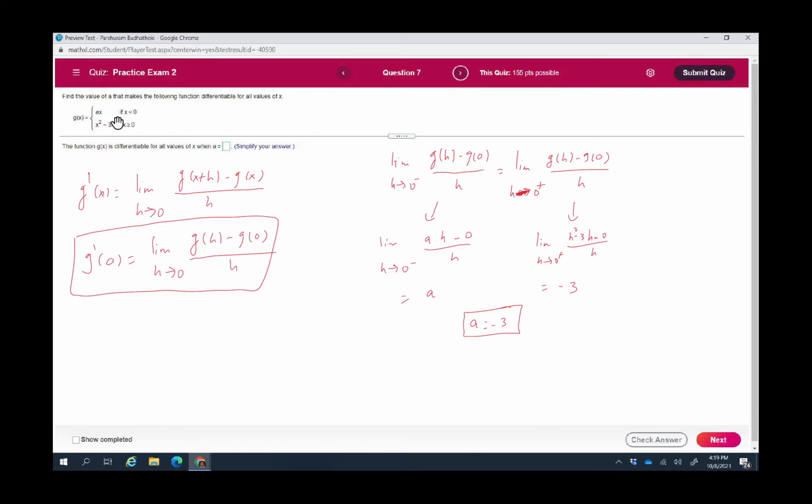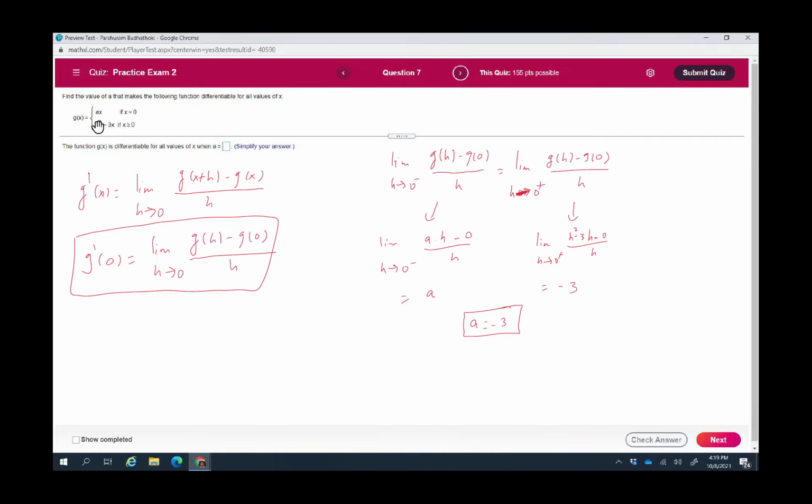G of 0, if you want to find g of 0 by using this function a times x, would be 0. So it will be a times h over h, and after cancelling this h and this h, and after taking the limit, it would be a from the left side. From the right side, we're going to do the same thing.